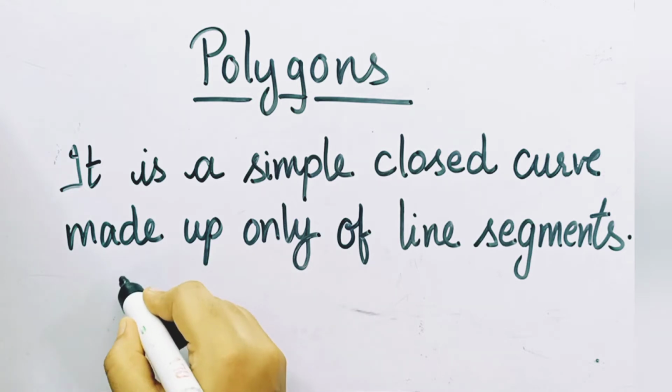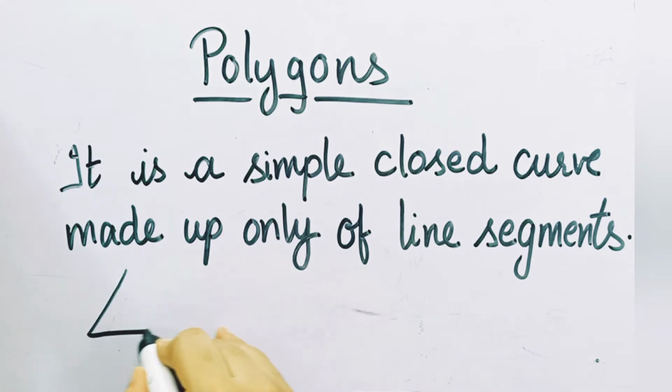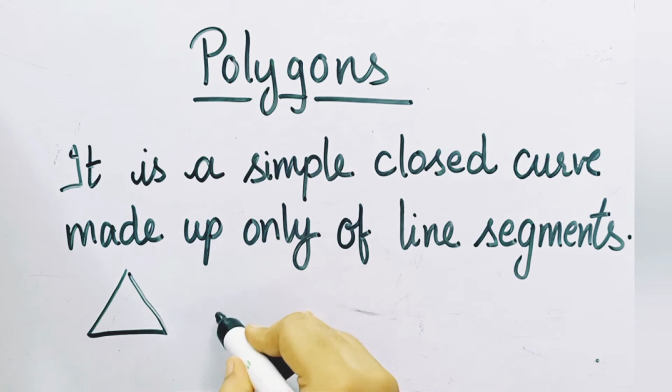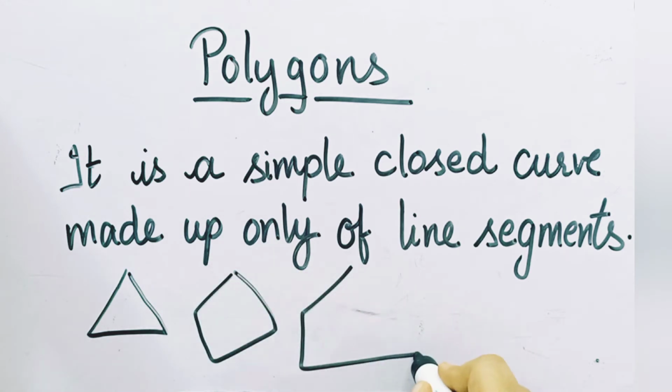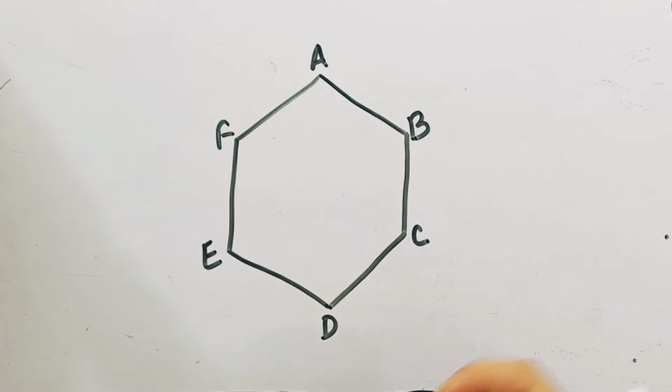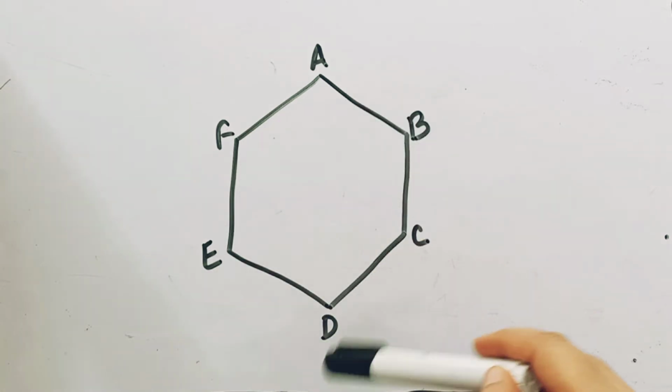Let's see some examples. A polygon made up of 3 line segments is this. A polygon made up of 4 line segments can be this. 5 line segments can be this. In the same way we can make other polygons also. Students, now you try to make a polygon of 6 line segments. Let's see how many of you can do this. Now as you can see, this is a polygon of 6 sides, made of 6 line segments.